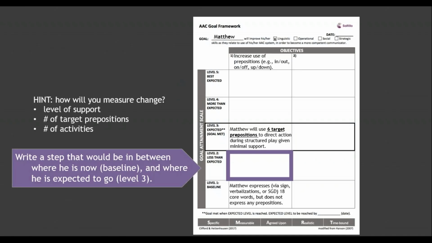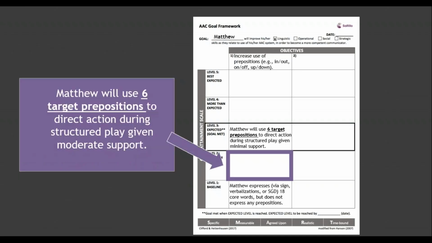And then we can go to level 2. So we need to write a step that would be in between where he is now at his baseline and where he's expected to go at the level 3. There's not one right way to do this. The way you write it will highly depend on your experience and the client you're working with and the setting in which you're working. But one option could be that you'll say that Matthew will use 6 target prepositions to direct action during structured play given moderate support. So we've changed the level of support here in between the baseline and the level 3 goal.